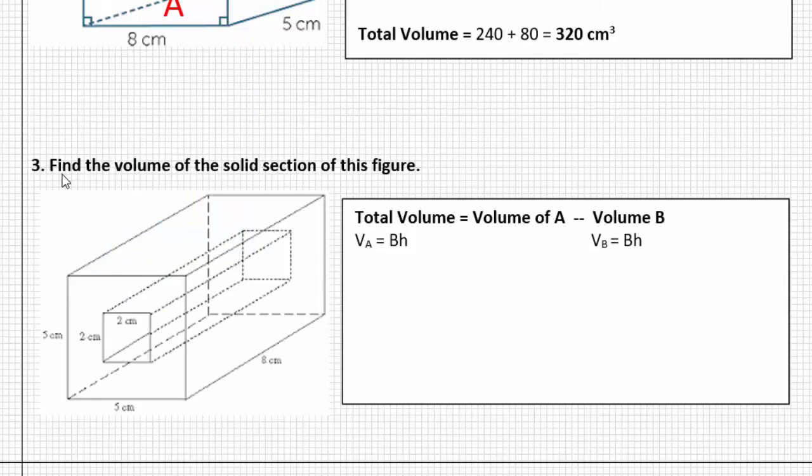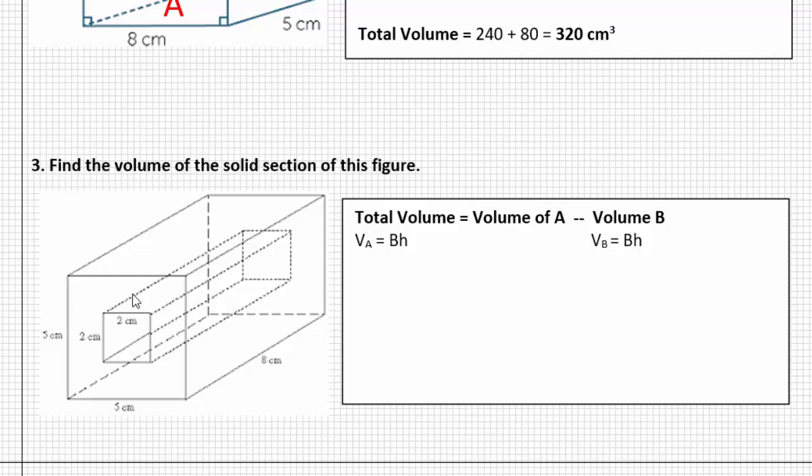Here's our third example, and we're being asked to find the volume of the solid section of this figure. This is an important example to include because I want you to notice that in this instance, because of the way this shape is drawn and what they're trying to show us, it's not completely solid. They've taken a square prism with a 5 by 5 dimension, and they've cut out a 2 by 2 square prism from the center of it.